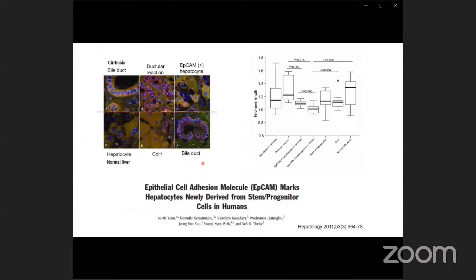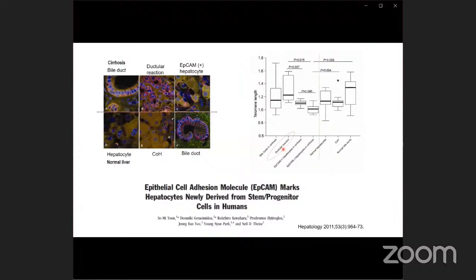And we checked the telomere length in cirrhosis, bile duct ductular reaction, and the EpCAM-positive hepatocyte in normal liver, hepatocytes of the canal of Hering and bile duct. The pink signal represents EpCAM. Here is the telomere length in cirrhosis.